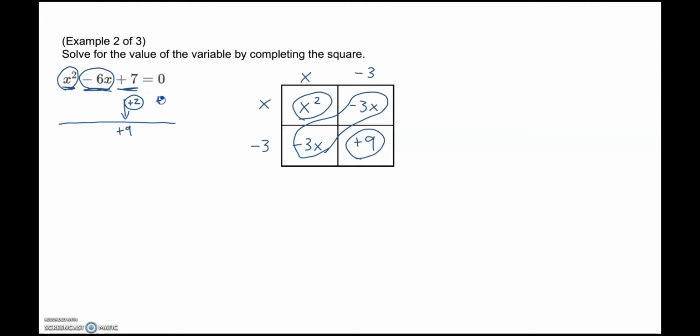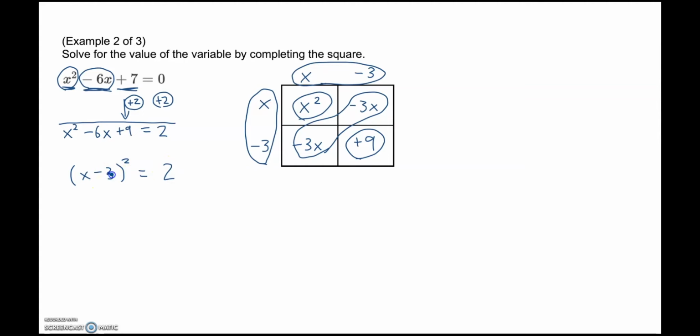We're going to add plus 2 to both sides of the equation, leading us to have x squared minus 6x plus 9 is equal to 0 plus 2, which is 2. Okay, now we have our x squared minus 6x plus 9 right here. Now, this box is already perfectly factored for you: x minus 3 times x minus 3. So we can rewrite the left side as x minus 3 squared is equal to 2.